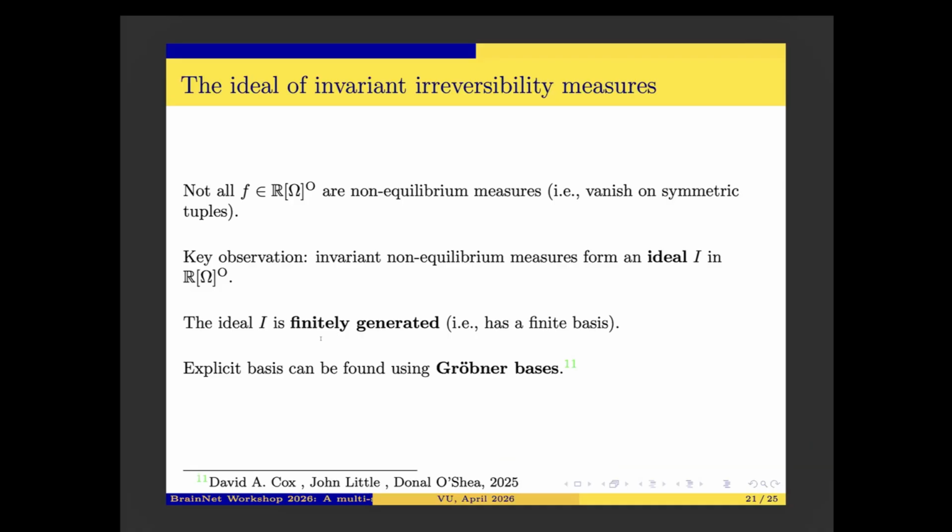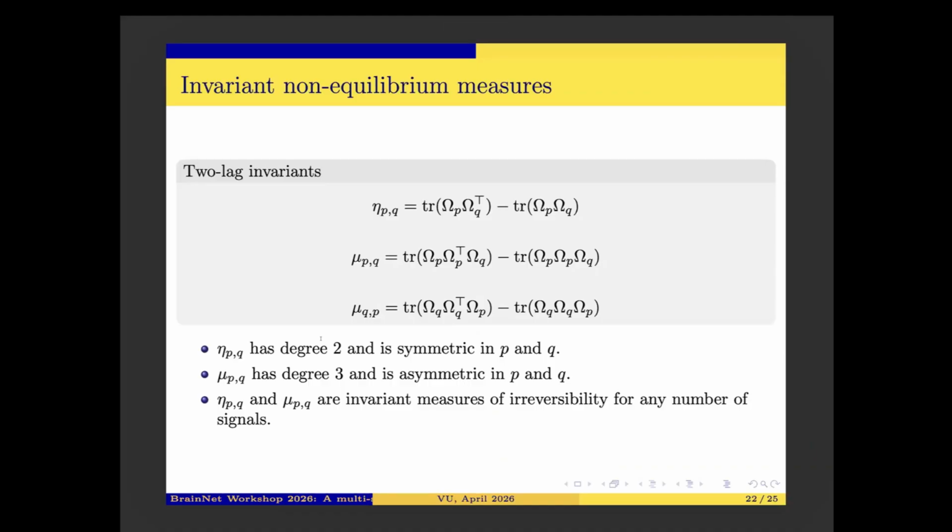And there's a very powerful computational method called Gröbner basis to find very nice bases for ideals in general. So what we did is apply Gröbner basis, just a software package in Magma, to find a nice basis for this ideal. Then all other invariant non-equilibrium measures can be generated from these basis elements. So then we get all of them. If you restrict to 2 legs, so you say I want all invariant non-equilibrium measures that depend only on 2 different legs, P and Q, of the covariance function, then we have only 3. So this ideal is spanned by 3 polynomials, and these are these ones.